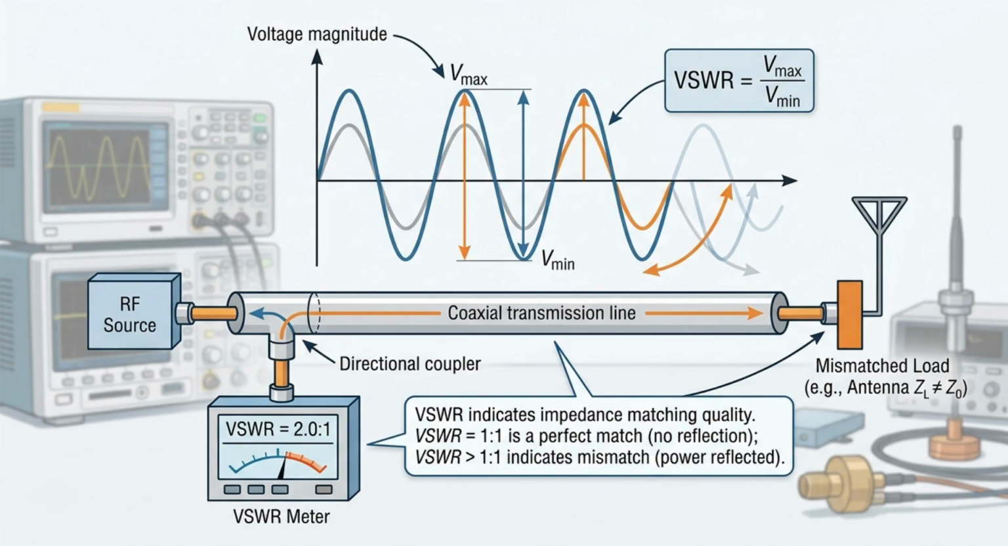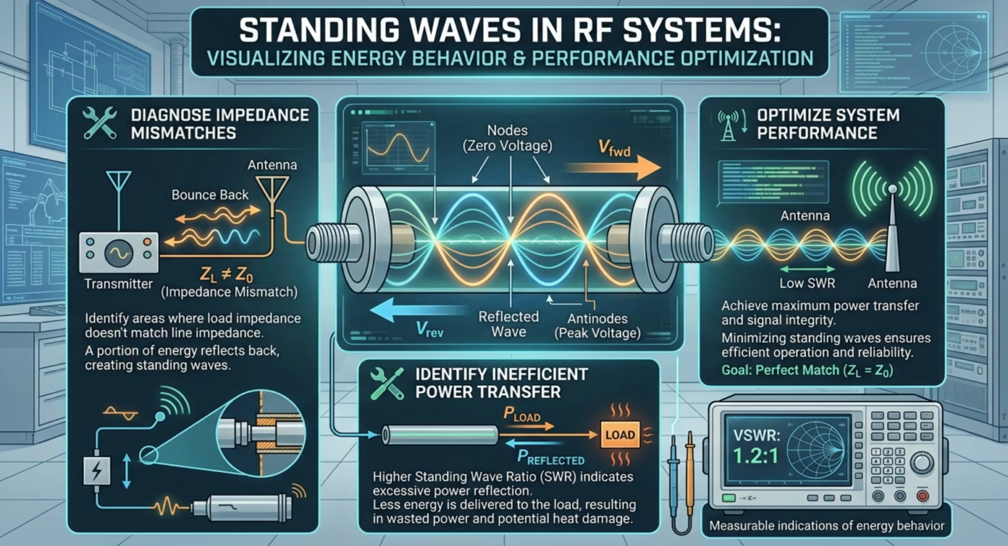VSWR is one of the most widely used metrics in antenna systems, transmission lines, RF amplifiers, and microwave engineering because it provides a direct indication of impedance matching quality. Standing waves provide a visual and measurable indication of how electromagnetic energy behaves inside RF systems. They help engineers diagnose impedance mismatches, identify inefficient power transfer, and optimize system performance.